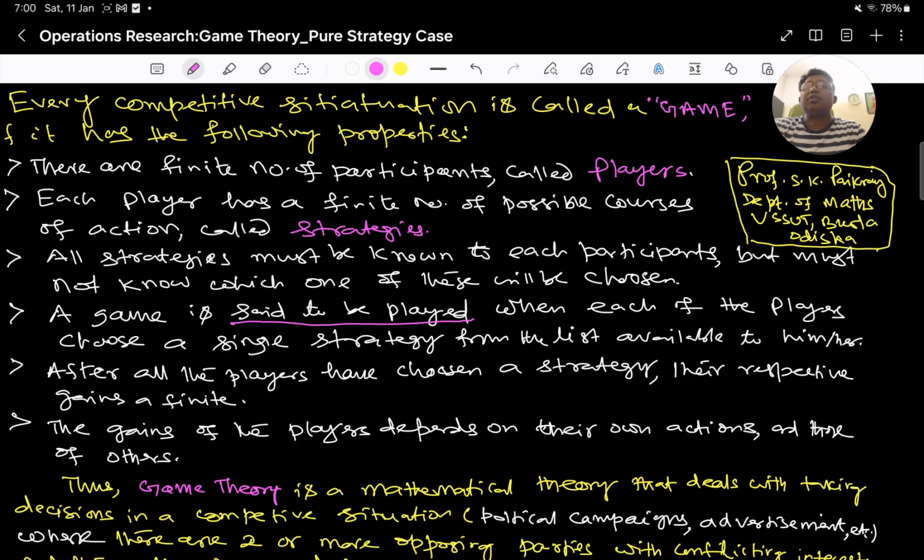So operations research involves linear programming problem, non-linear programming problem, transportation problem, assignment problem, game theory, job sequencing, integer programming, and so on. Now this present topic is game theory. Coming to a game, what do you mean by a game? Every competitive situation is a game.